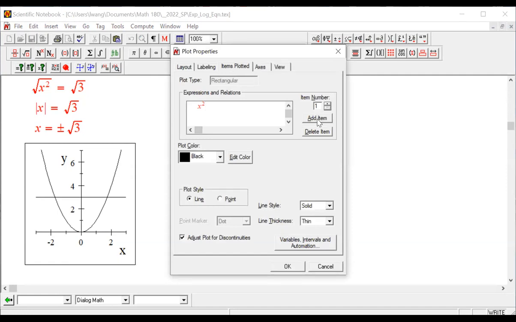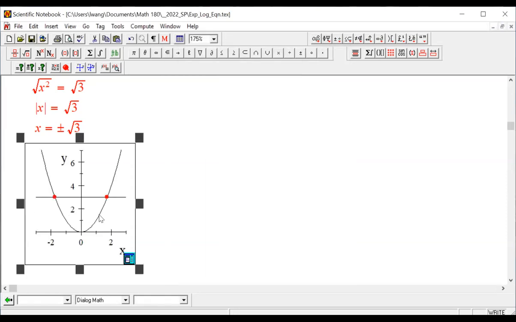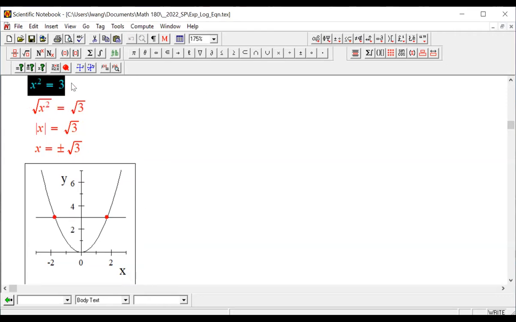So these two solutions are negative root 3, comma 3. And the other one, let me put the red dot here, is positive root 3, comma 3. These are the two dots. To which equation? To this equation. We have two solutions.